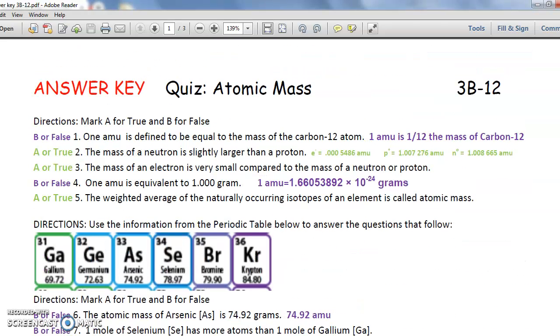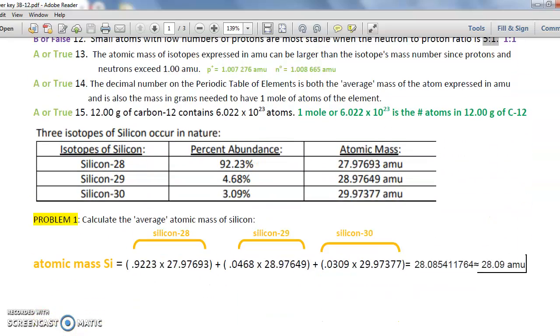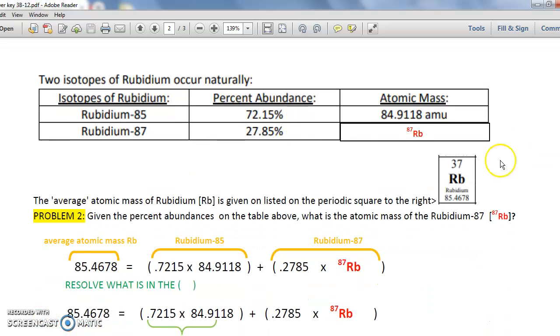This is our second help video on 3B12, our quiz on atomic mass. We left off with problem number 1 on the front, and we'll pick up with problem number 2 on the back. In this particular atomic mass problem, they give us that there's two isotopes of rubidium, rubidium-85 and 87.